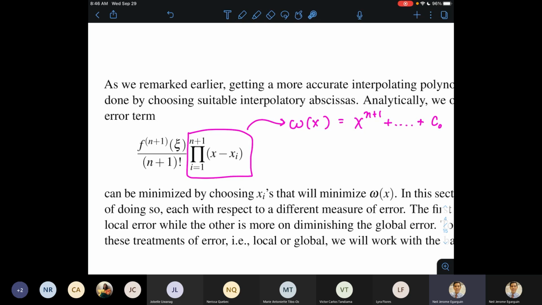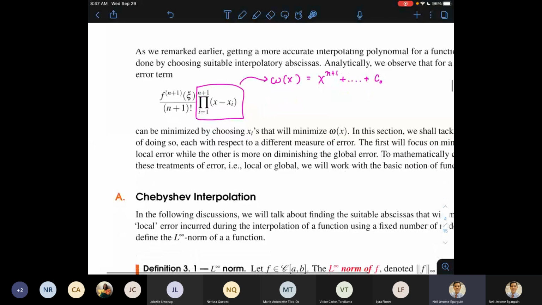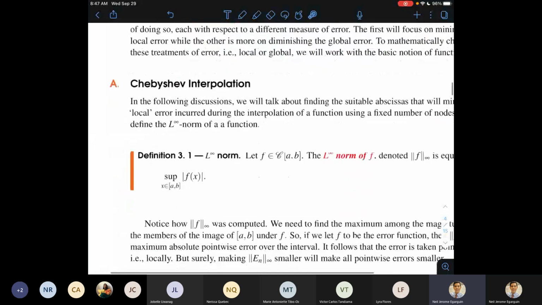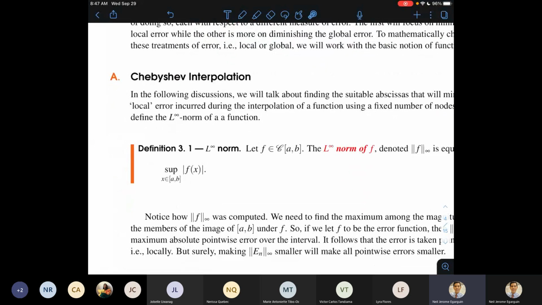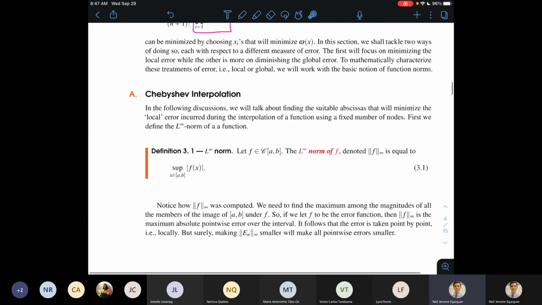We will look at ways on how to minimize omega, or actually we will look at two ways how to minimize omega or the magnitude of omega, and we'll do so with respect to two measures of error. So we'll look at the error in a local and a global fashion. So we'll begin with looking at it in a more local fashion, and that is what we call the Chebyshev interpolation. So here we are greeted by definition 1, which is basically defining what the L infinity or the supremum norm is.